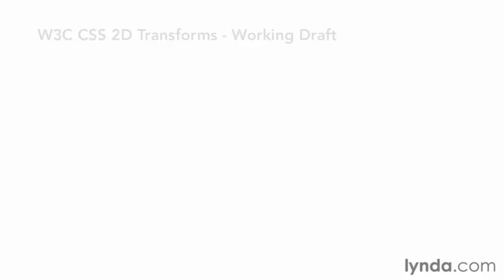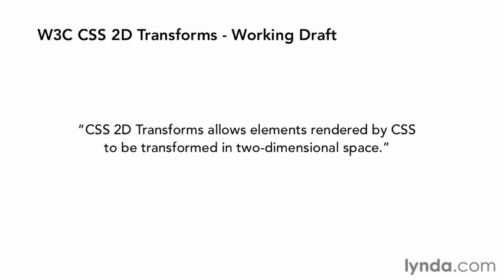Whereas transitions are designed to interpolate the changes in CSS properties over a specified time, transforms actually manipulate HTML objects such as divs and images. The W3C working group for CSS two-dimensional transforms says in their specification that CSS 2D transforms allows elements rendered by CSS to be transformed in two-dimensional space. Granted, not the most informative definition, but you really don't need it once you can see what transforms can do.